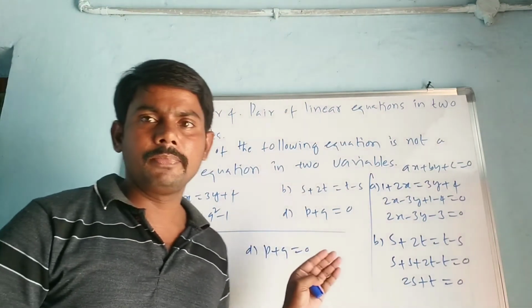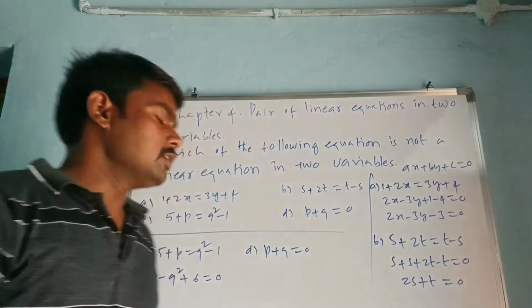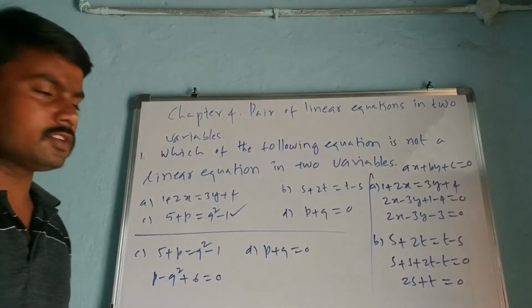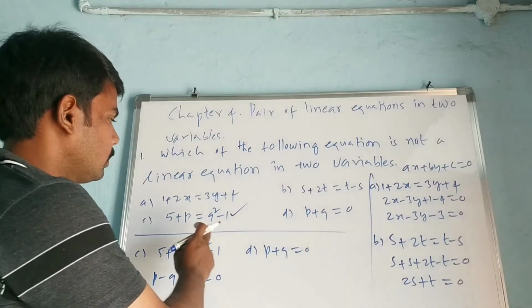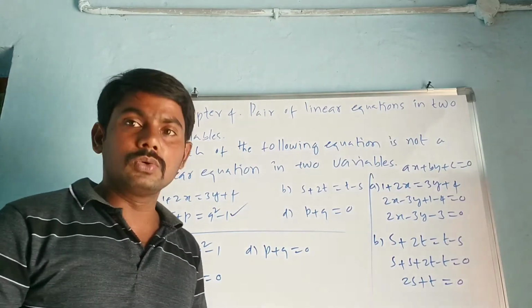Here the question is, which of the following is not a linear equation in two variables? So the answer is C. Option C is the right answer for the given question. 5 plus p is equal to q square minus 1 is not a linear equation in two variables. So let us do the second problem.